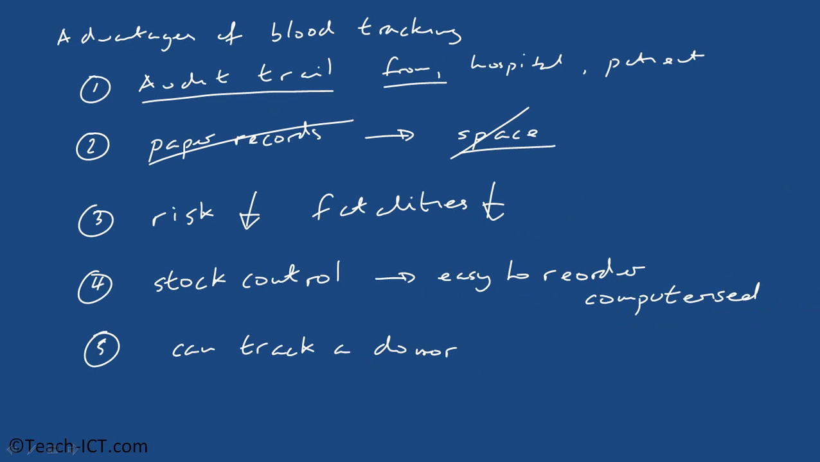There's much less element of risk involved. It's easy to stock control. And of course, because you have that audit trail, if you need to track a donor for whatever reason, you can do. Right, that's about it really. So I hope that all made sense.